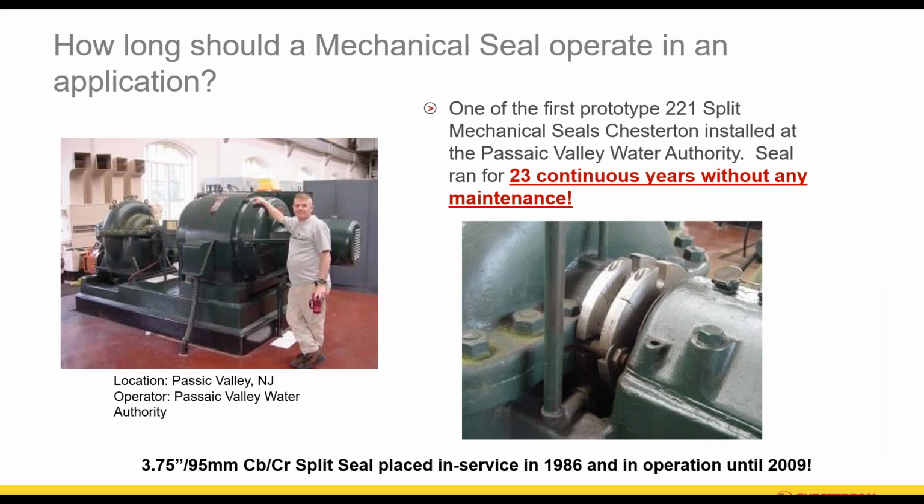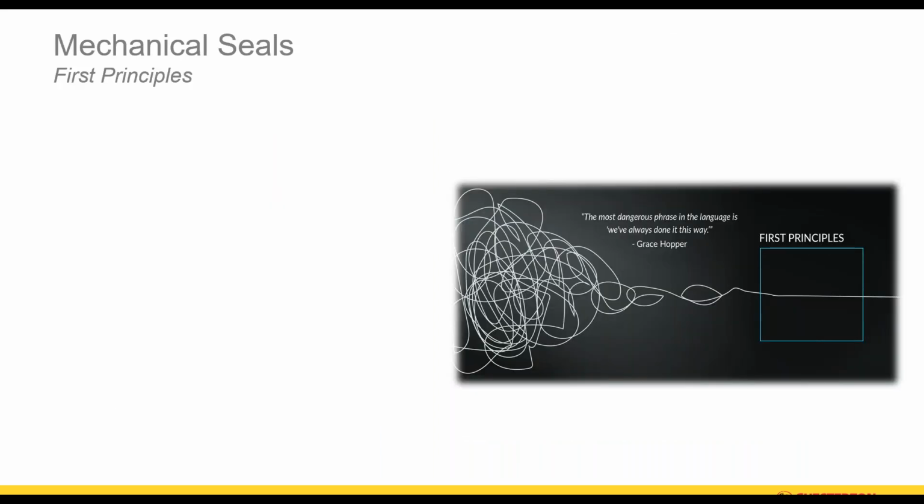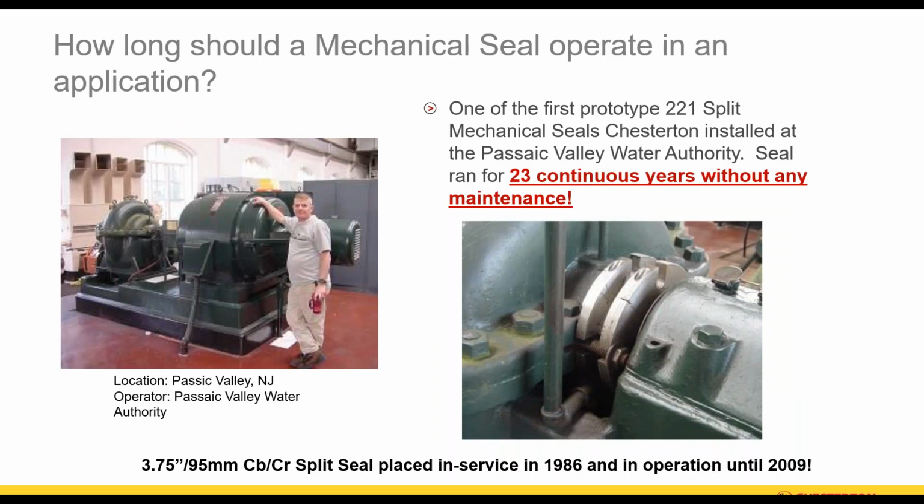So here's an example. How long should a mechanical seal operate in an application? This is a real-life application. This was, believe it or not, a prototype 221 split seal that actually ran 23 continuous years without any maintenance interventions, without leakage, and it was taken out of service 23 years later, not because the seal had failed. They were refurbishing the pump, and the operator felt we probably should get replacement seal faces, a spare parts kit for the seal, and contacted Chesterton to do that.